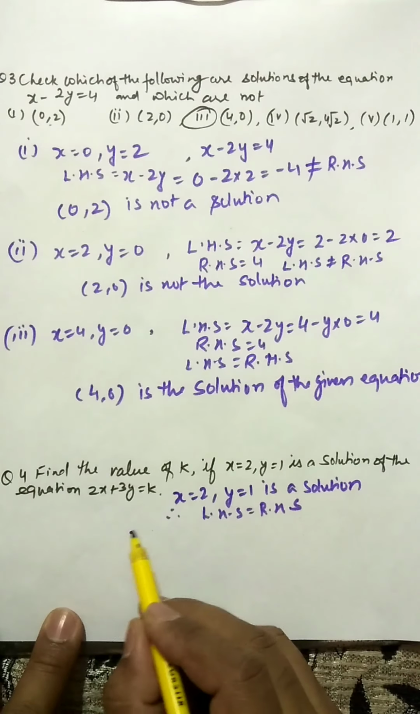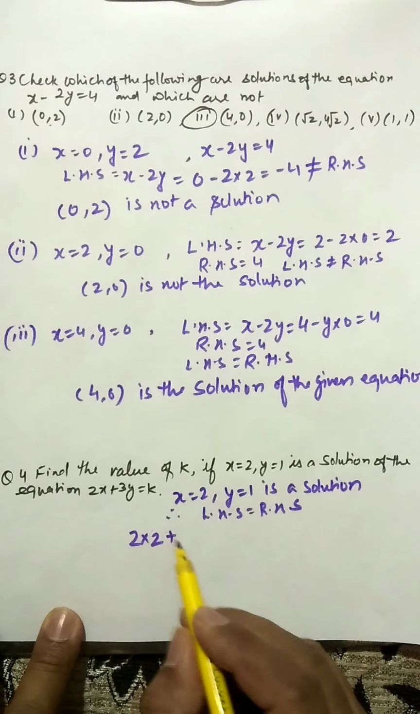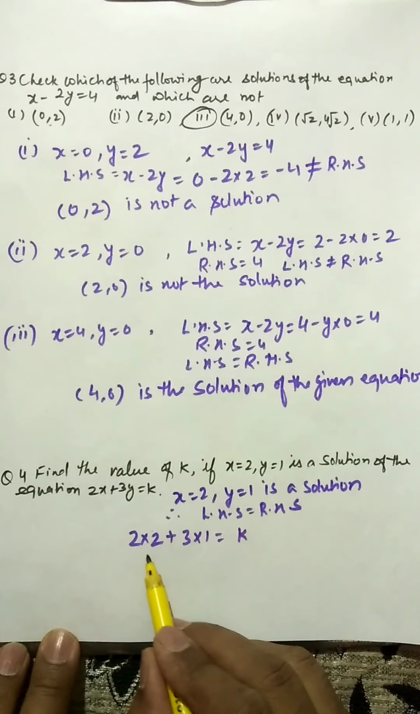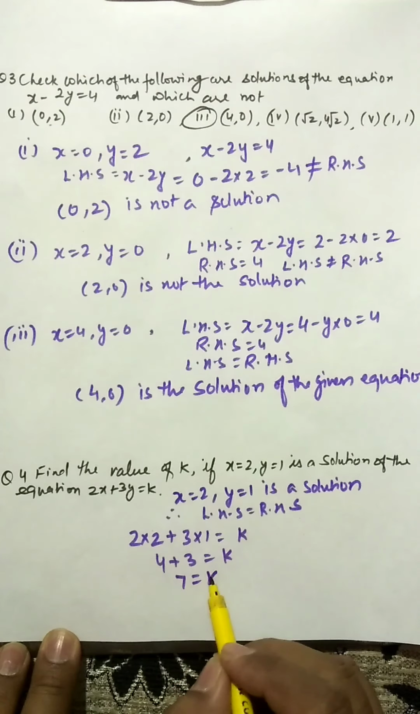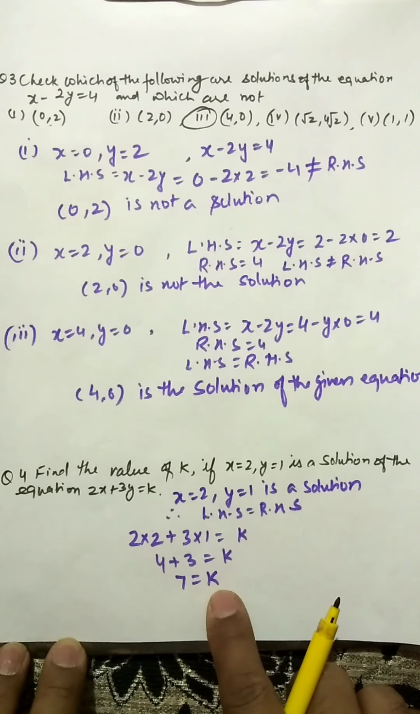So you can simply say 2 into 2, because this is your LHS, plus 3 into 1, is equal to k. So this is 4 plus 3 equal to k. So this is 7. So your value of k has come 7, and this is the answer to the question.